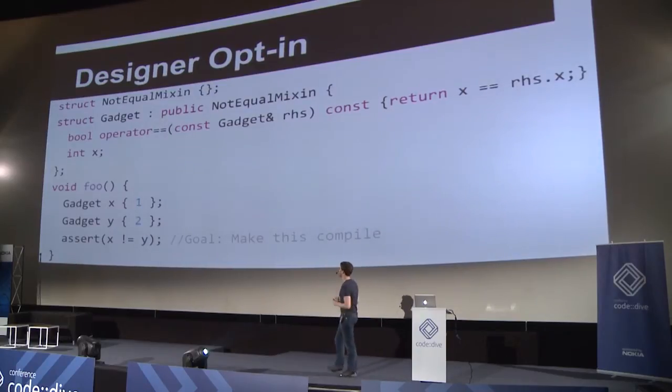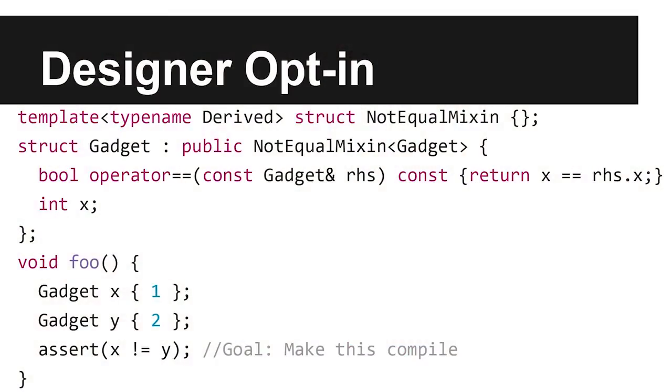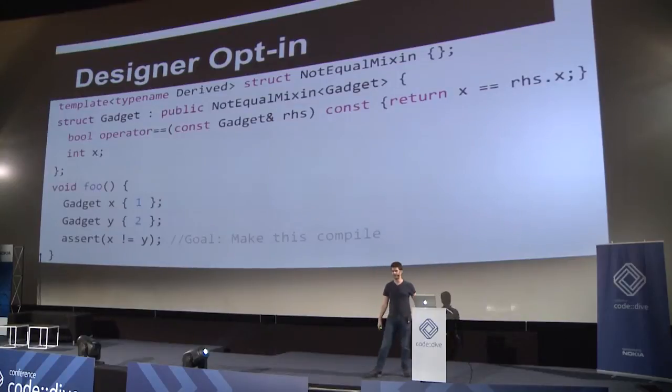And what's more is inheritance can also give you data members, it can give you new methods, it can give you all kinds of other things. So this technique is generalizable beyond just comparisons. But our goal is to make that bottom line compile with the magic of inheritance. And to do that, I want to talk about something called CRTP, Curiously Recurring Template Pattern. And if you've not seen this before, that's just a fancy way of saying gadget inherits from not equal mixin templated over gadget. The base class is templated over the derived class. That's the technique that we're going to use.